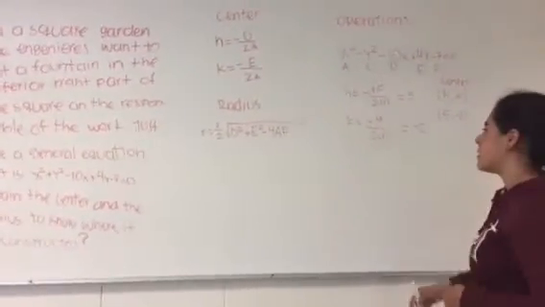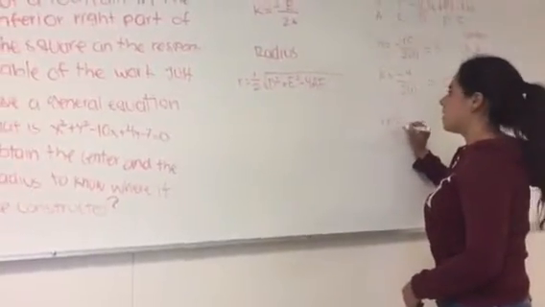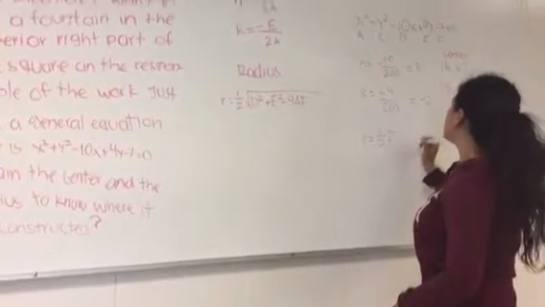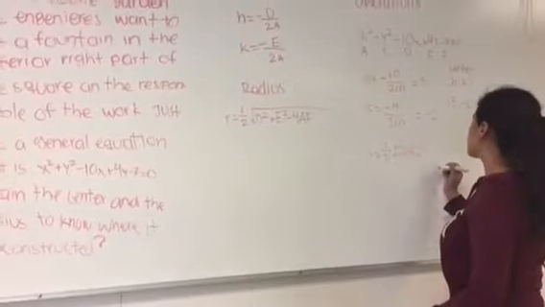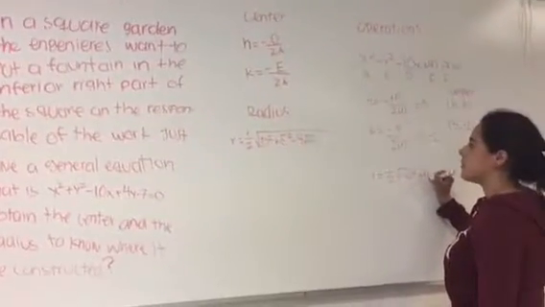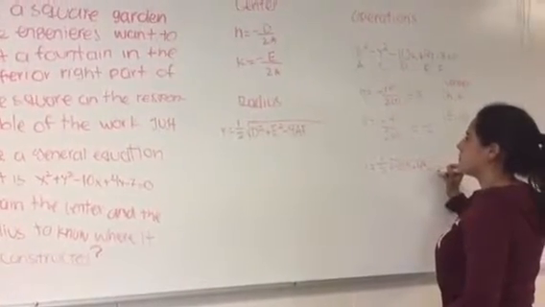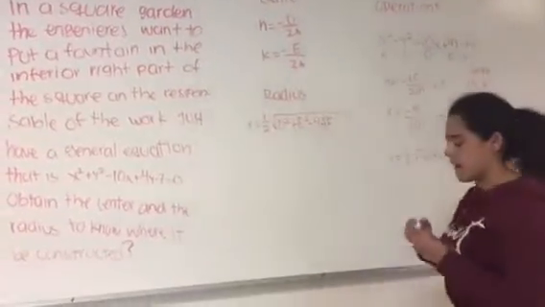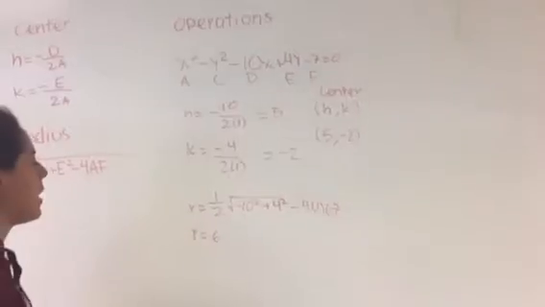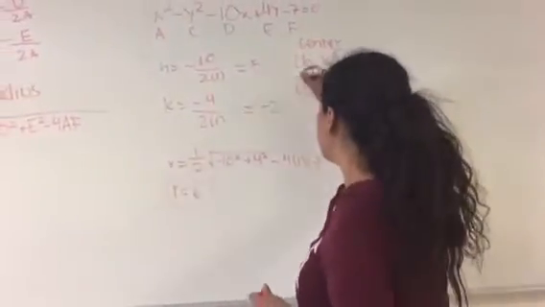And to obtain the radius, we have to use this formula. That will be r equals the square root of D squared, that is minus 10 squared, plus 4 squared minus 4 times 1 times minus 7, that gives 6. So now we have the center and the radius, and those are our answers. This and this.